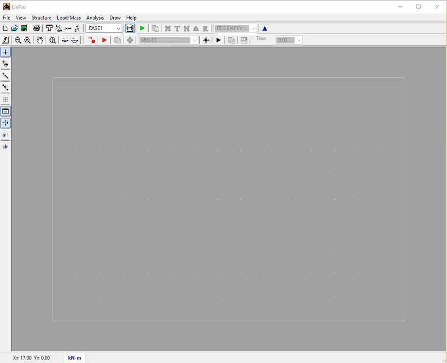LinPro allows you to do dynamic modal analysis to get the natural frequencies and modes of vibration of any 2D structure, or for beams, trusses, frames, etc., assuming linear elastic behavior.